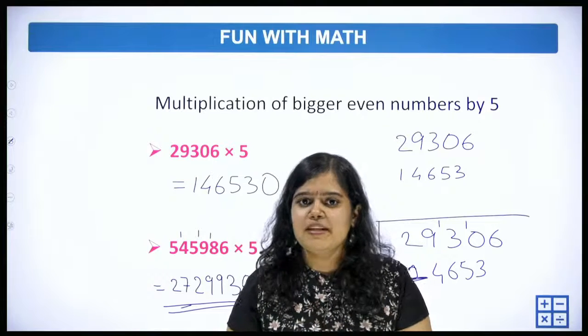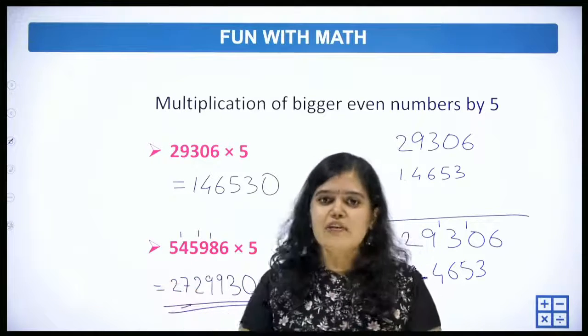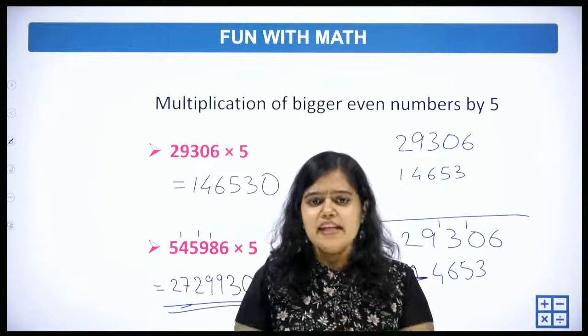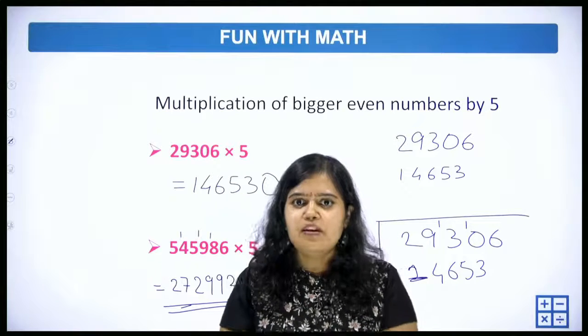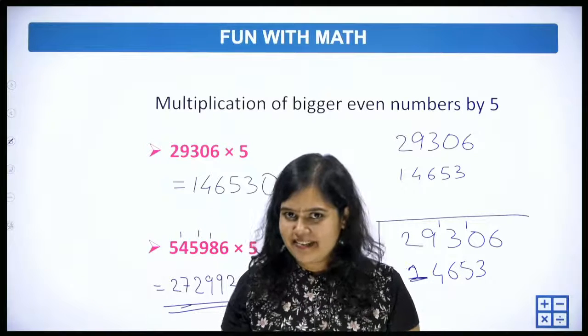Clear? So I hope you enjoyed how to multiply even numbers by 5. Even this process can be done for odd numbers, but there on dividing with 2, we will get decimals first. Okay? So there it may not be so useful, but for long even numbers, this is a very easy trick.